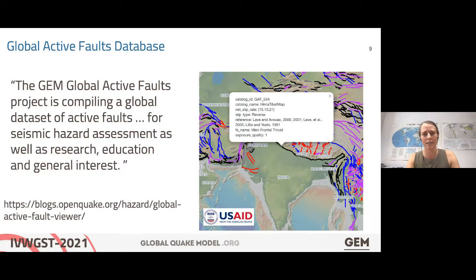So I'm showing a screenshot on the right here of the Global Active Fault Viewer, and I've selected the Himalayan Main Frontal Thrust in northern India. And some of the attributes that are included in the Active Faults database for this fault are the net slip rate and the slip type. And so together, this gives us enough information to build a fault source.